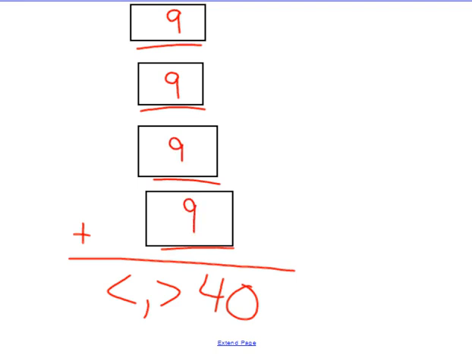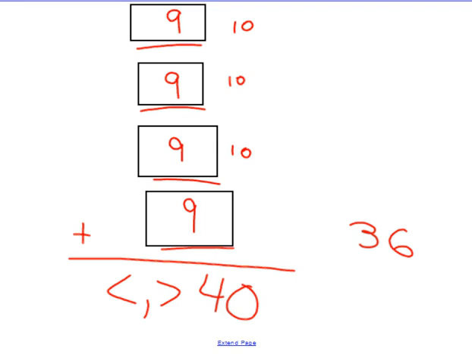What's 9 plus 9? What's 18 plus 9? And what's 27 plus 9? 36. Max sum I can get, Kaylin, is 36. The only way that these 4 numbers would equal 40 is if all of them were 10.